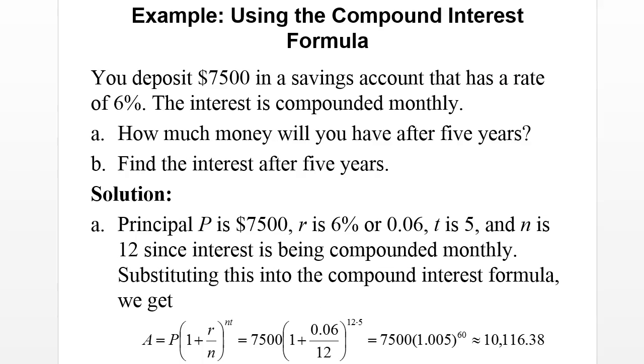Alright, so let's plug in and show how to do it. We deposit $7,500 in the account, so that's P. We have a rate of 6%, so once again our rate is 0.06. Don't forget your decimal point to change these from percents to decimals, because if you left it at 6, that would be a huge interest rate. It would equivalently be saying 600% if you just left it at 6.